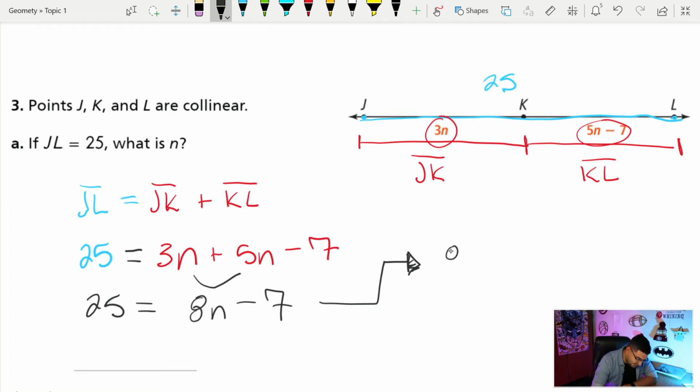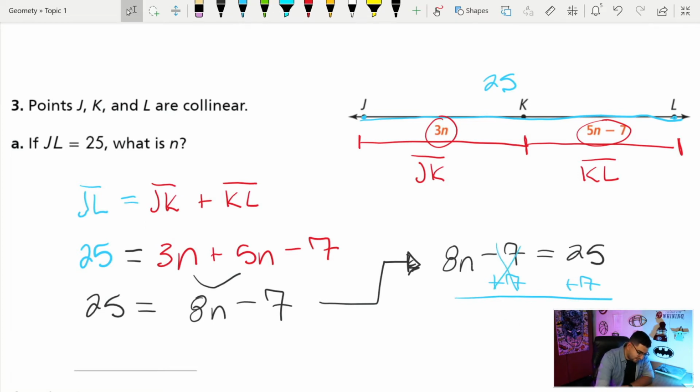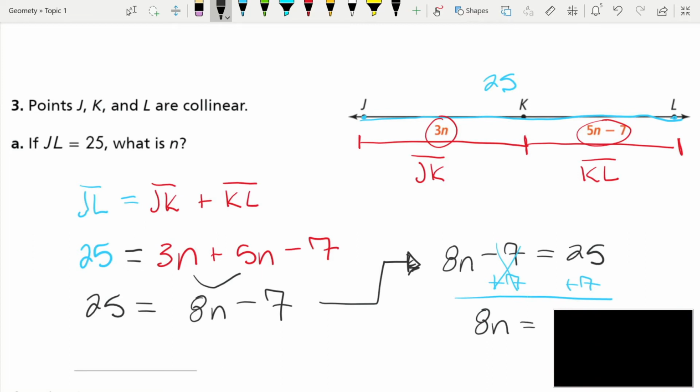So I'm going to do 8n minus 7 equals 25. All I've done is flip the equation. I didn't change anything else. You're allowed to do this. So the first thing I would do is add 7 to both sides. They would cancel out on the left, leaving me with 8n equals 25 plus 7. That's 32.